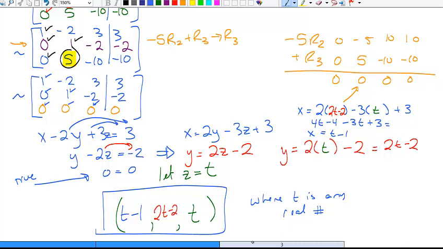For example, I could plug in t is 7 or t is negative 3 halves. Whatever t I pick, I can get an ordered triple, which is a solution to the system of linear equations in 3 variables. And this concludes our lesson on more matrices and special cases of matrices.